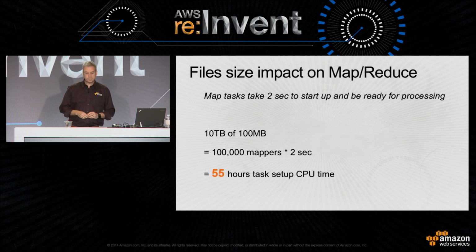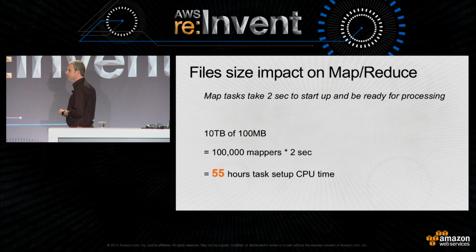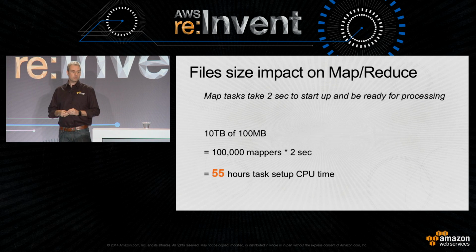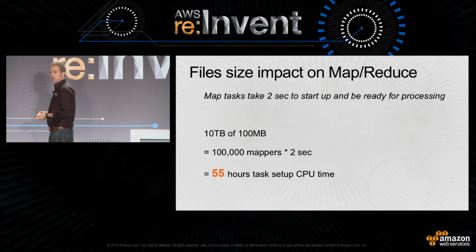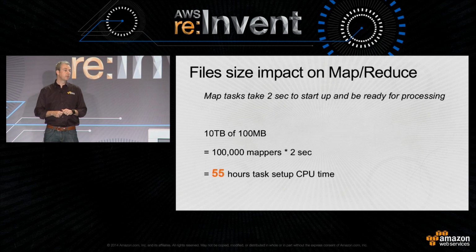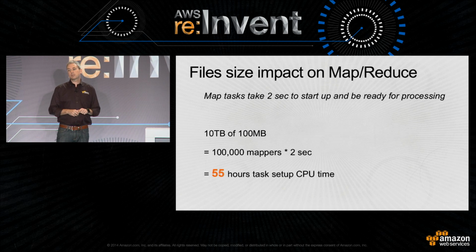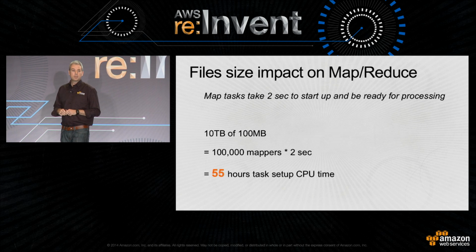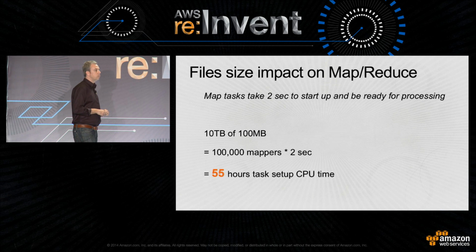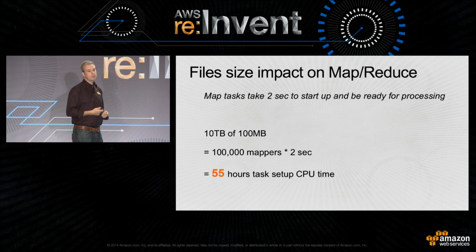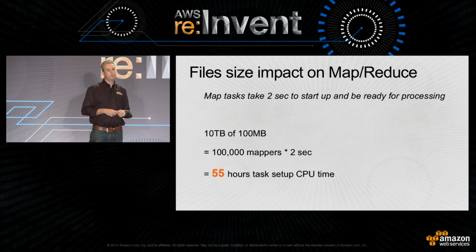So an example would be if we had 10 terabytes of data and we had 100 meg files, we would be generating potentially 100,000 mappers. And best case, 2 seconds per mapper spawn gives us a total time of 55 hours just to spawn the tasks. That's not doing any useful work for you.